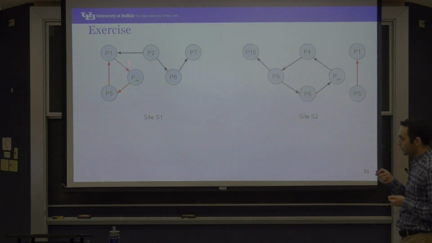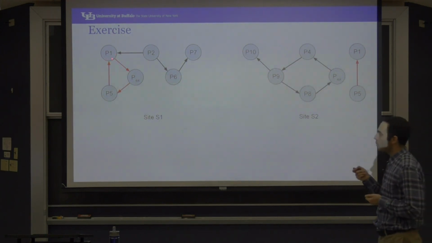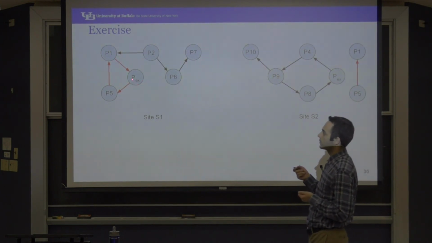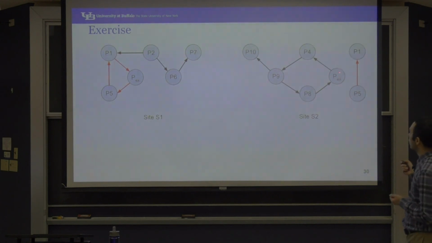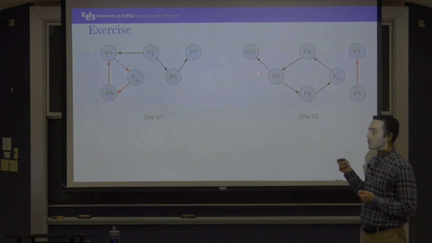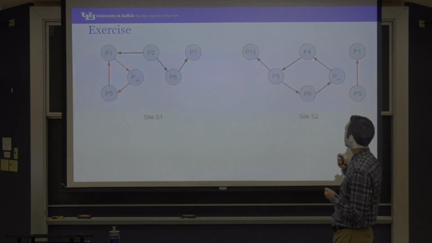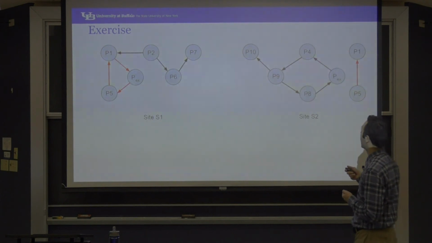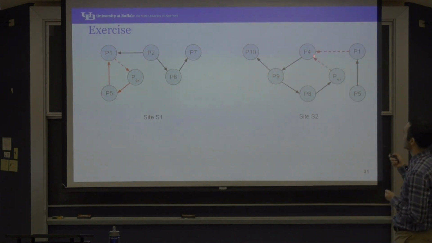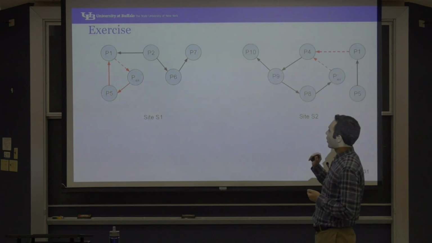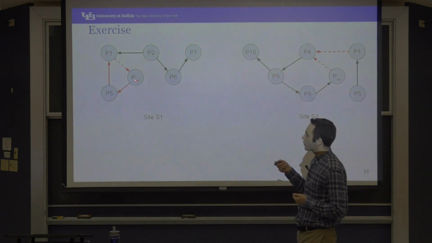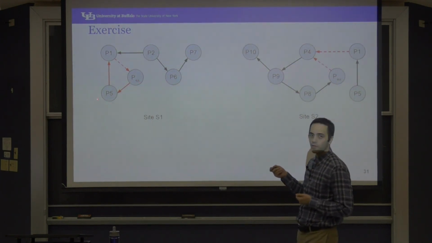How about this edge? P1 is waiting for something outside. Okay. What do we have here? Here we knew that something outside is waiting for P4. So now we can resolve this. We can relate this edge and tell, okay, now I know that basically this edge is the same as this. So P1 is waiting for P4. Also, what about this edge? I know something from outside is waiting for P5.